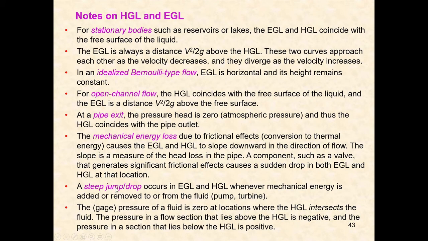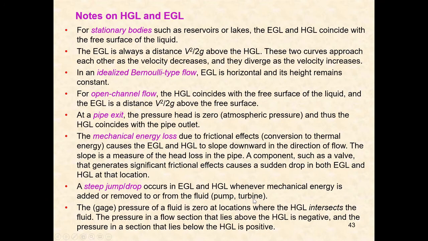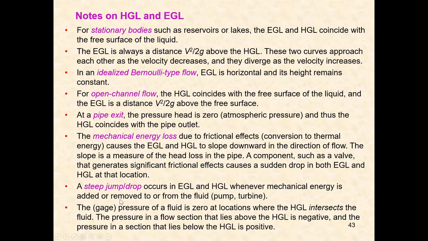A steep jump or drop occurs in EGL and HGL whenever mechanical energy is added or removed from the fluid. So if you use a pump, we can see a steep increase. If we use a turbine, we can see a steep decline. Alright. So EGL and HGL respond to the types of mechanical device that are installed into the flow system.